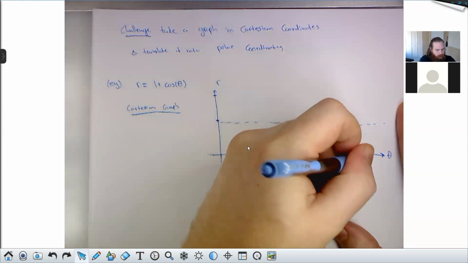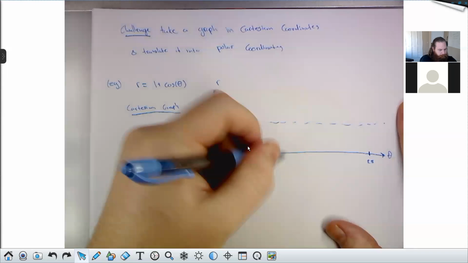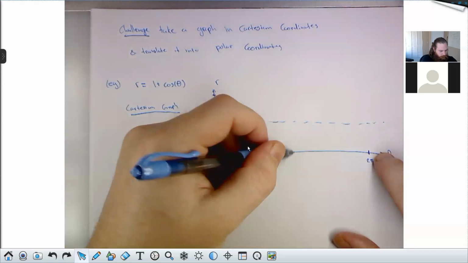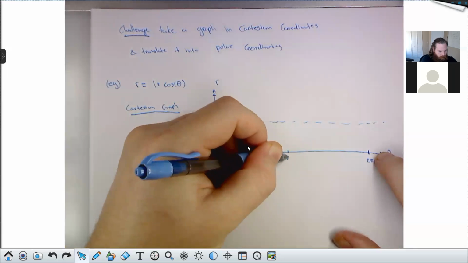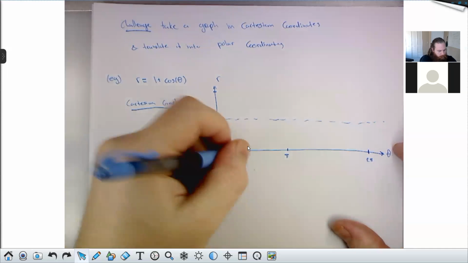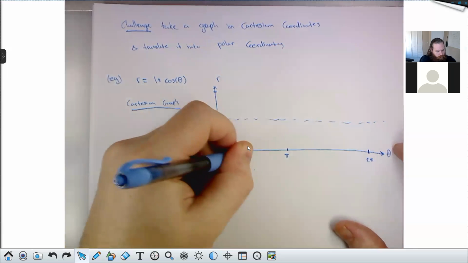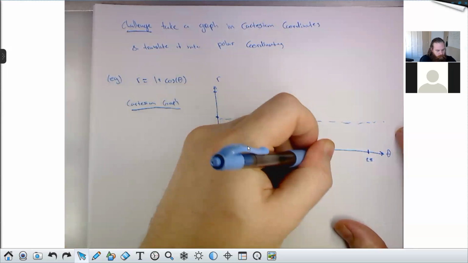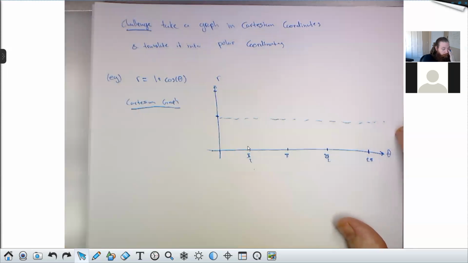You always want to make sure you go out at least to 2 pi, regardless of the period. So most of the functions we'll be graphing here will be periodic functions. And regardless of the period of the function, you always want to go at least out to 2 pi, because I want to know what happens when you rotate all the way around the polar coordinate system. So that's pi, here's pi over 2. Here's 3 pi over 2, roughly.